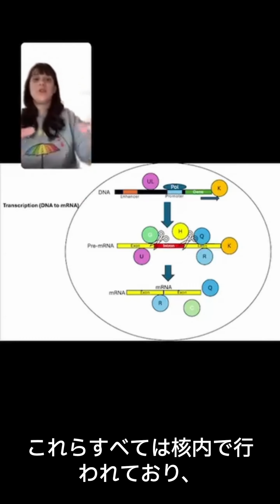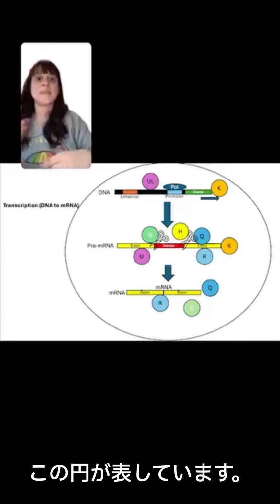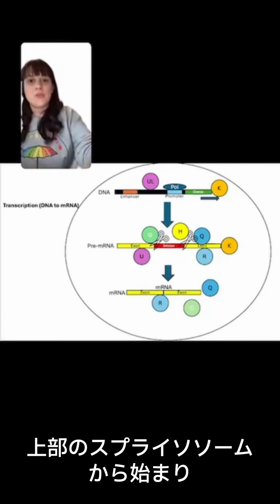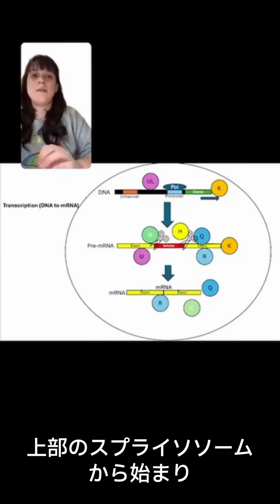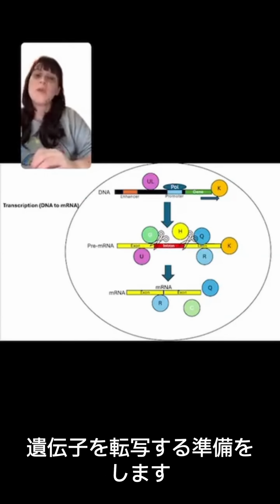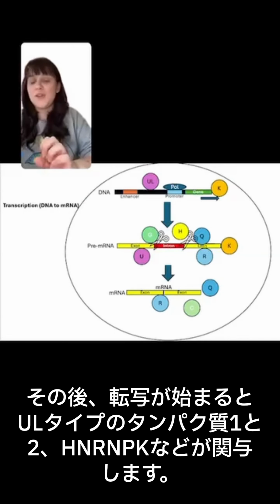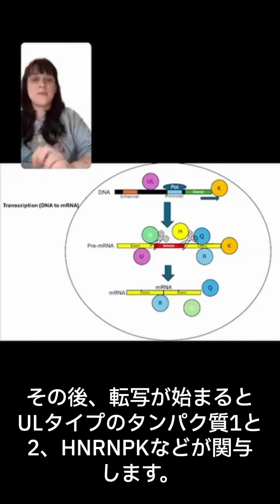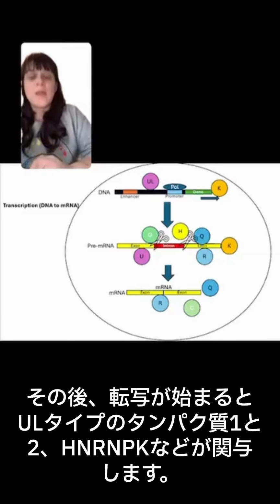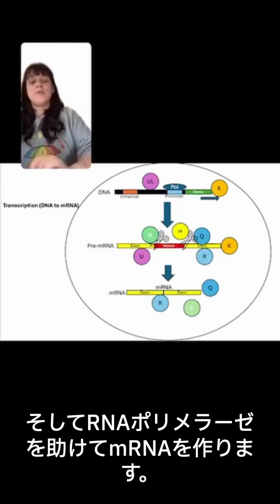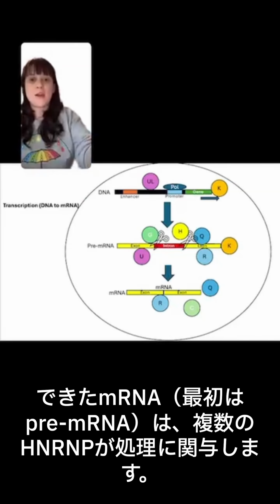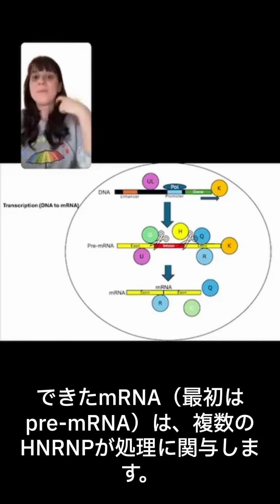And this all is occurring in the nucleus, which is what this circle represents. And so we start with our spliceosome at the top, ready to transcribe our gene. Once we have transcription involved, UL-type proteins 1 and 2 and HNRNP-K become involved. They then help the polymerase, which is that pol, make our mRNA. And once we have a mRNA, it starts as a pre-mRNA.